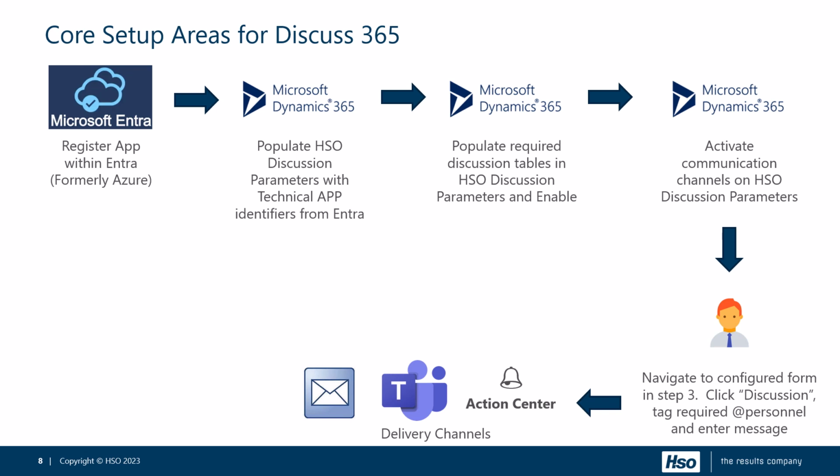So in terms of the core setup areas, first of all, some technical tasks just need to be set up by one of your IT people, and that is to register the app within Microsoft Entra, formerly known as Azure. Once you've done that, you take the technical parameters and populate the HSO discussion parameters with that technical app identifier from Entra. You then populate the tables that are required for discussion, and then activate the various different communication channels within those parameters that you would like to use.